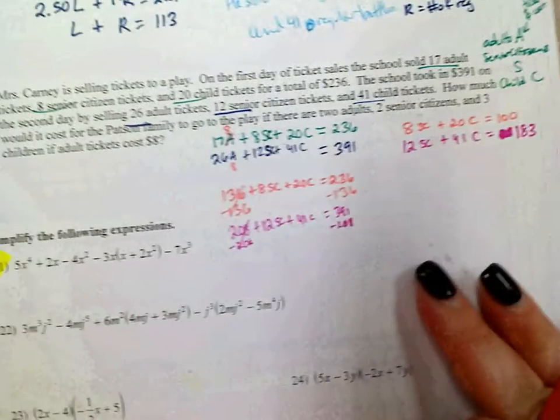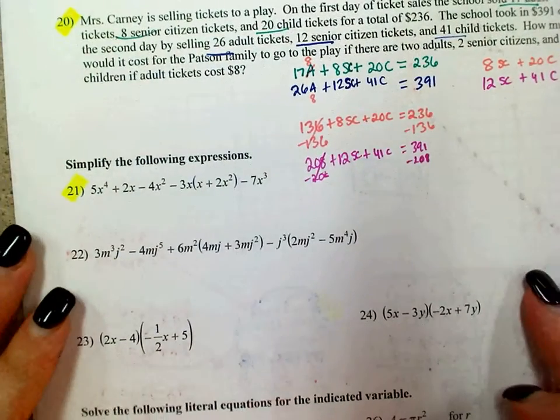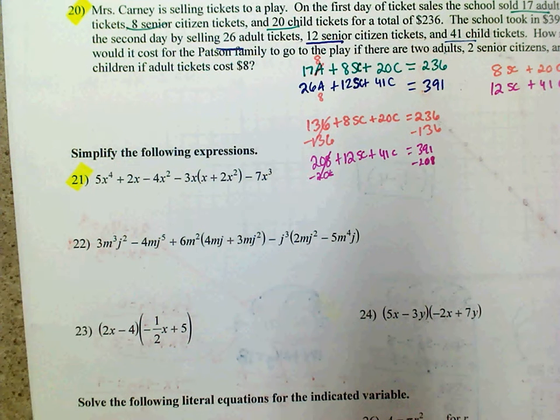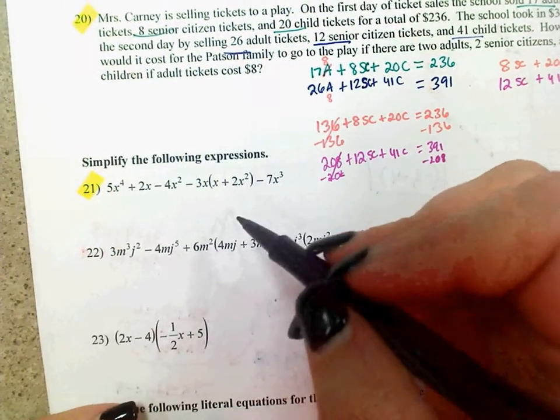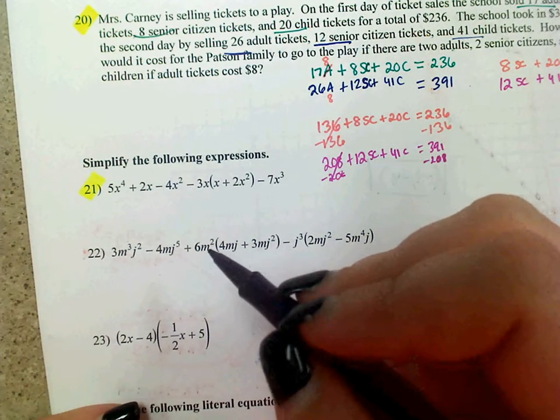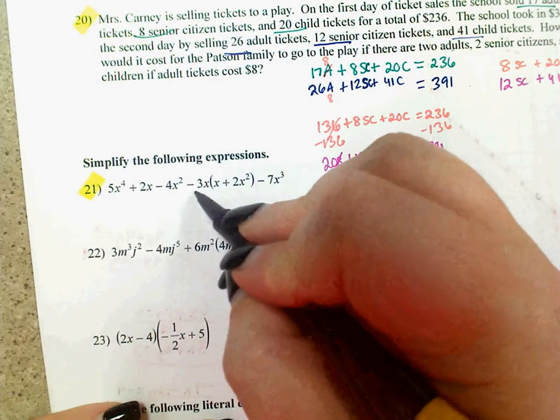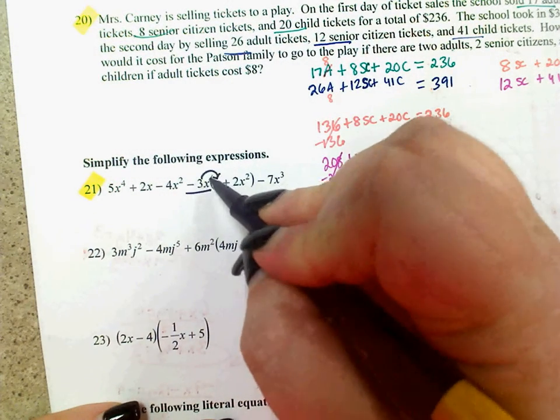All right, let's talk about 21. 21 says 5x to the 4th plus 2x minus 4x squared minus 3x times the quantity x plus 2x squared minus 7x cubed. So the idea is going to be to simplify and then combine like terms. Okay? So the only thing I can see that I need to do first before I can start combining like terms is distribute this right here.